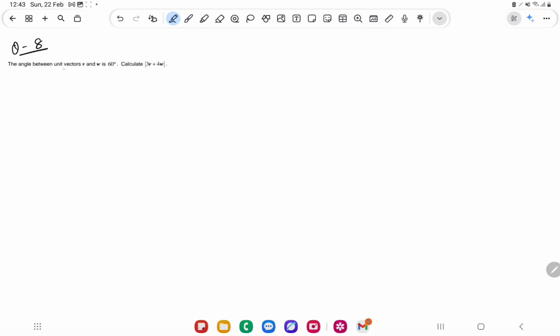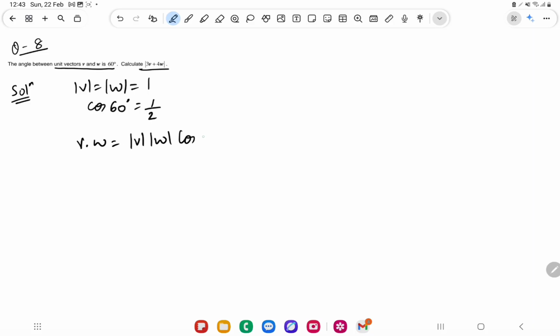This question says the angle between unit vectors v and w is 60 degrees. We have to evaluate the modulus of 3v plus 4w. So for this, first of all, these are unit vectors. It means modulus of v and modulus of w should be 1. And we know that cos 60 is half. So I can use the dot product. So v dot w is modulus v modulus w cos 60. So if I put all the values, I will get v dot w as 1 by 2.